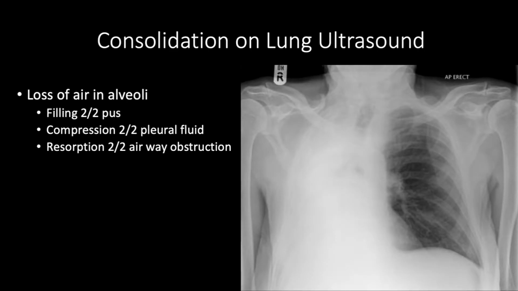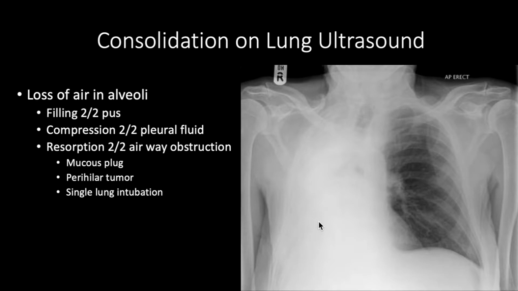So consolidation means a loss of air in the alveoli. That could either be due to pneumonia, due to filling from purulent material in the alveoli, it could be due to compression from a large pleural effusion, or it could be due to absorption secondary to airway obstruction. So if you recall, this patient had uremic pericarditis. They were confused. They ended up aspirating a mucus plug into their right mainstem bronchus. As a result, this lung completely collapsed as the air got reabsorbed, and you can see the mediastinum has actually shifted this direction. So this consolidation is due to the lung getting squished due to reabsorption from mucus plugging.